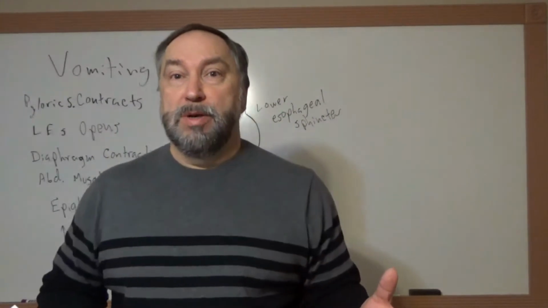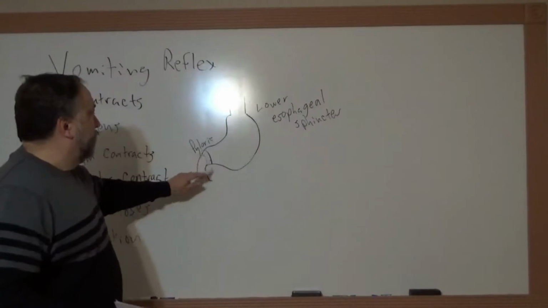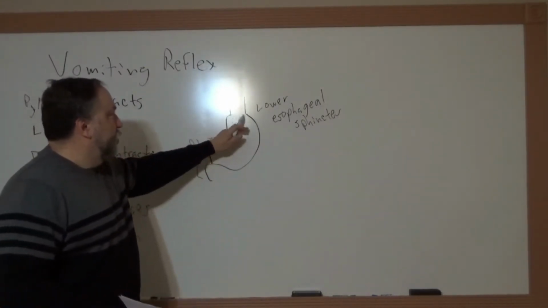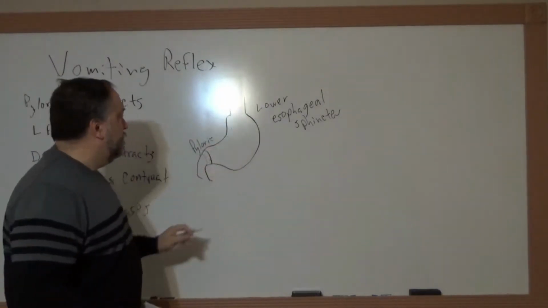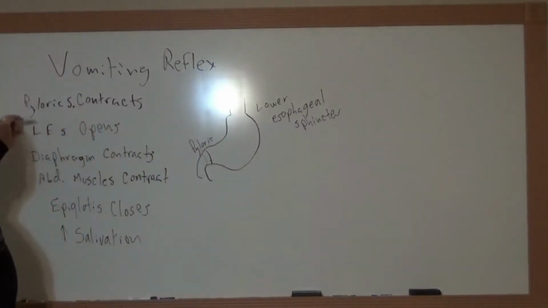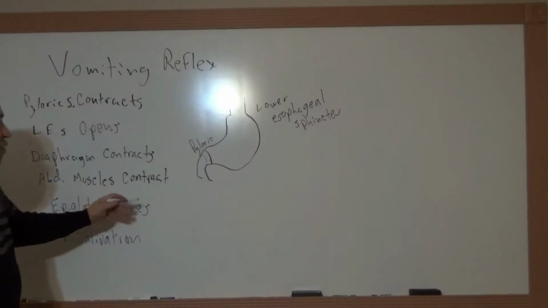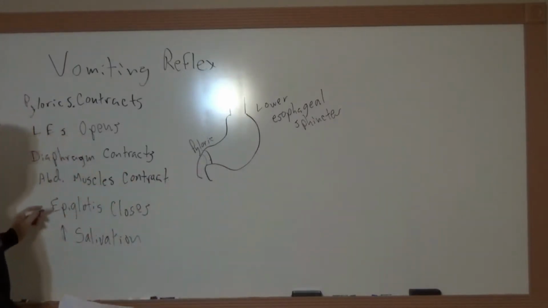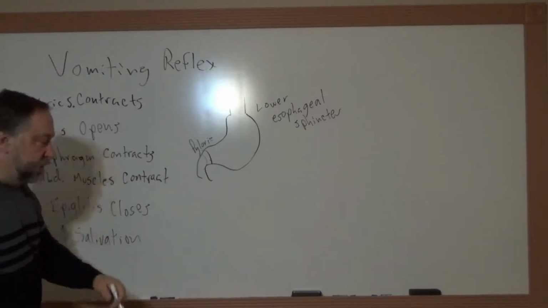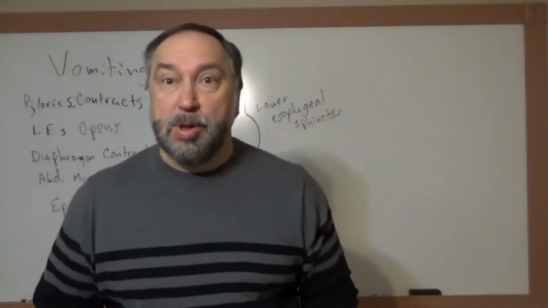So what happens during the vomiting reflex? Well, the pyloric sphincter down here, this is the stomach, the pyloric sphincter area closes up. The lower esophagus relaxes. Right, that makes it so food isn't going to go this way, but it'll go that way. The diaphragm and the abdominal muscles contract, push the stuff out, and then the epiglottis closes. That way nothing will go down into the lungs, and we have increased salivation. So that's what happens when we vomit.